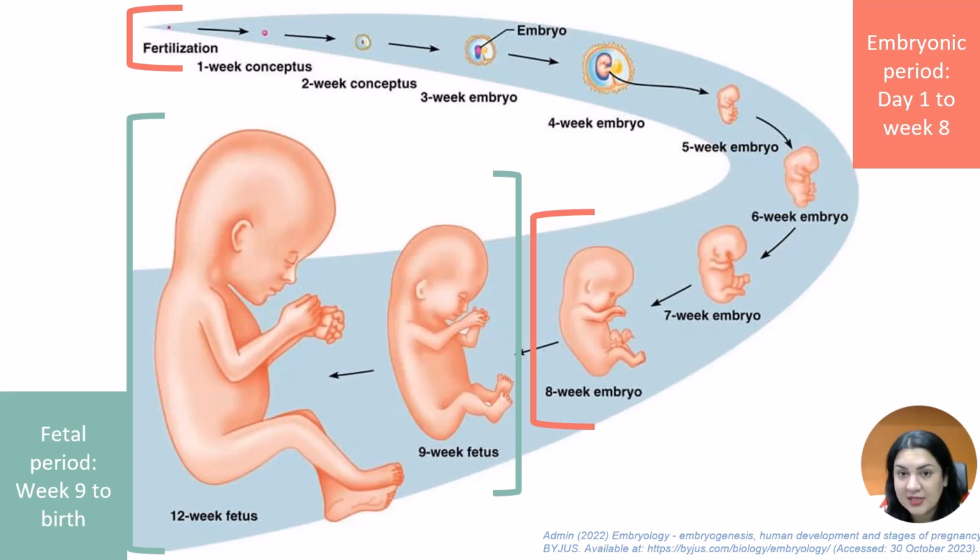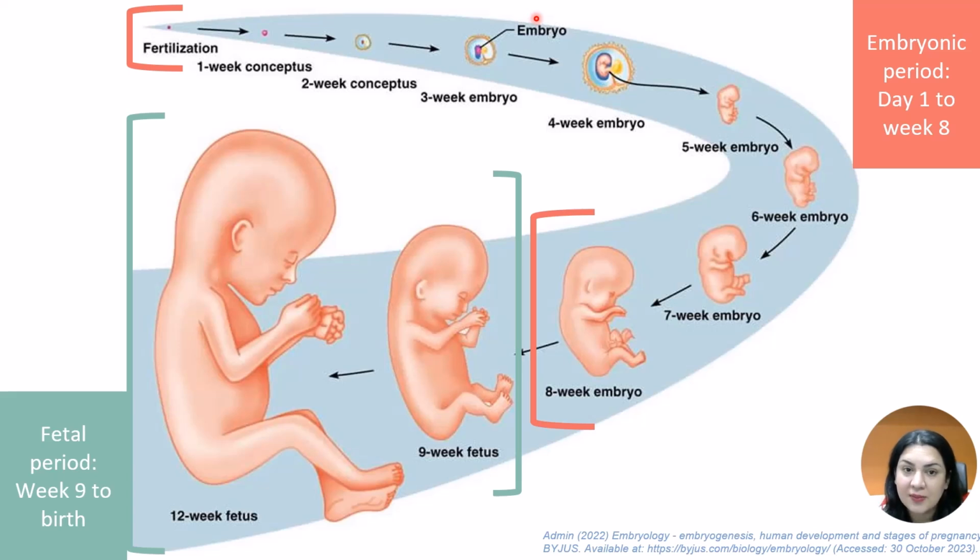Now, another way to look at it, and this is mainly how we look at it when we talk about embryogenesis or embryology as a whole, is to look at it in two main blocks of time. So we have the embryonic period of development and the fetal period of development. The embryonic period of development is the period that occurs between the moment of fertilization, when that zygote is formed, all the way through to the end of the 8th week of development. So from day one, at the moment of fertilization, all the way through to the end of the 8th week of development, that is known as the embryonic period.